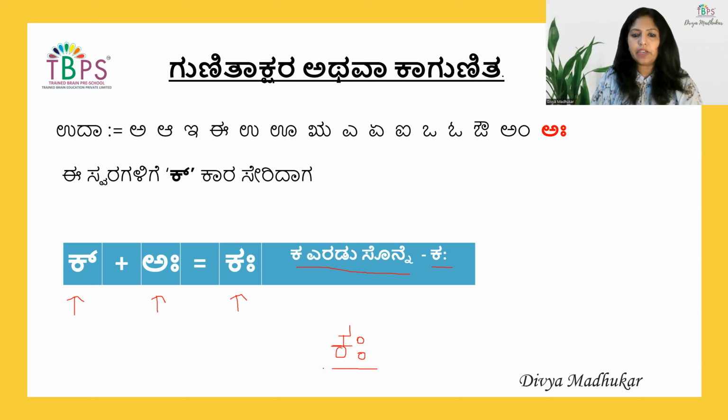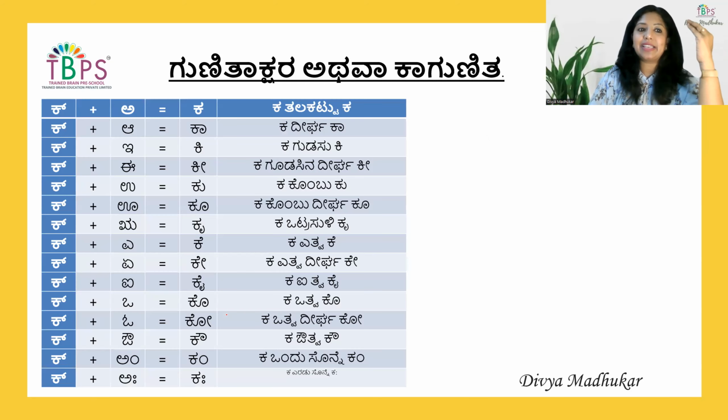So that becomes our kaha. So it's very simple. So you have to follow the sound of the swara to the consonant. Now let's read all of them together.